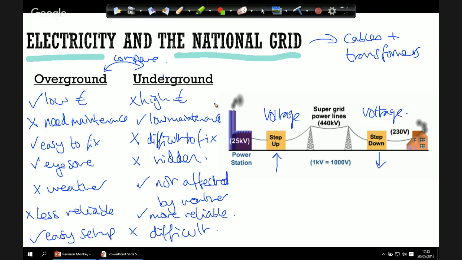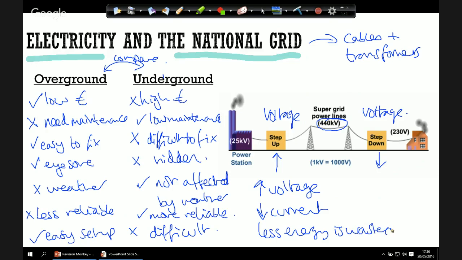And the one thing we just need to cover is why that voltage is stepped up. The reason is that when you step the voltage up to about 440 kilovolts, or around 400,000 volts, you're going to have a low current. So a higher voltage on the power lines means a low current, and that means that less energy is wasted. That's the same as saying that they will be more efficient.